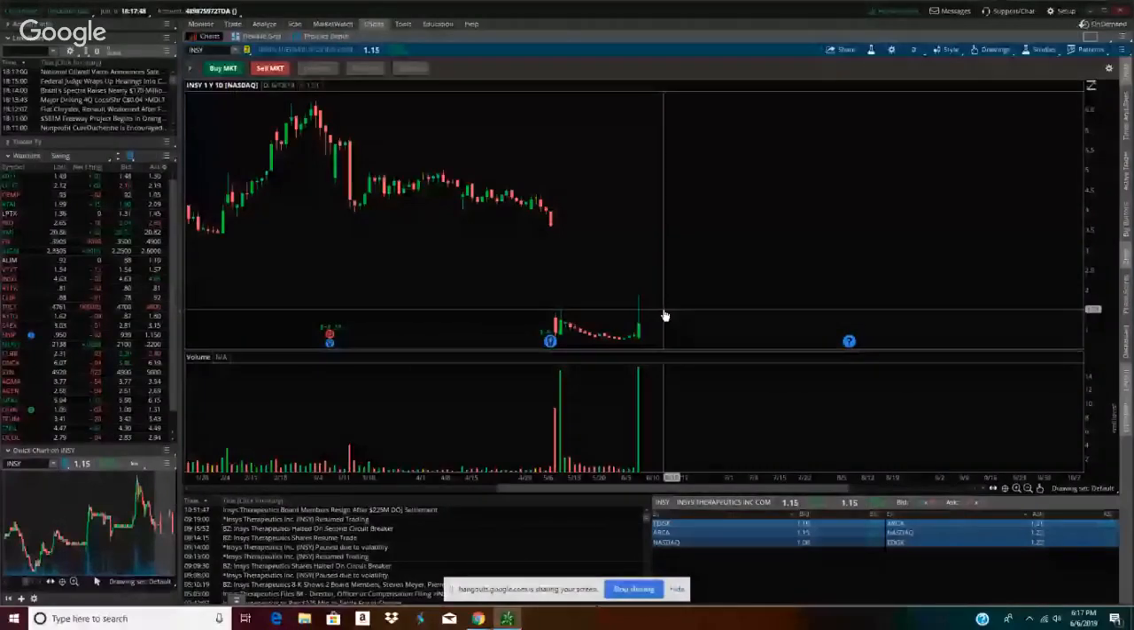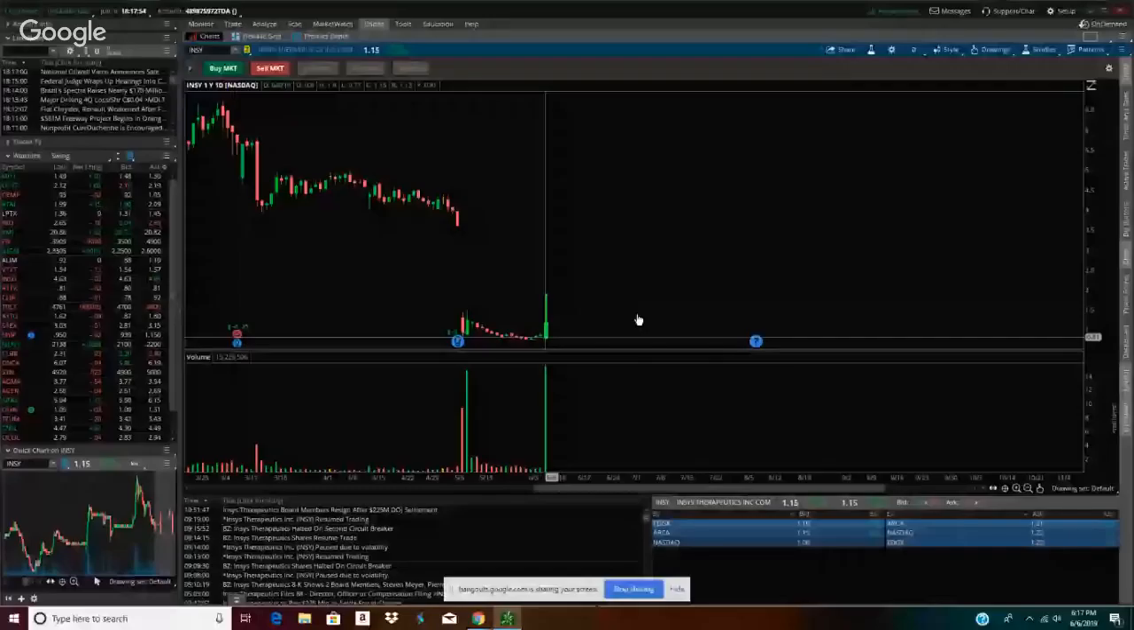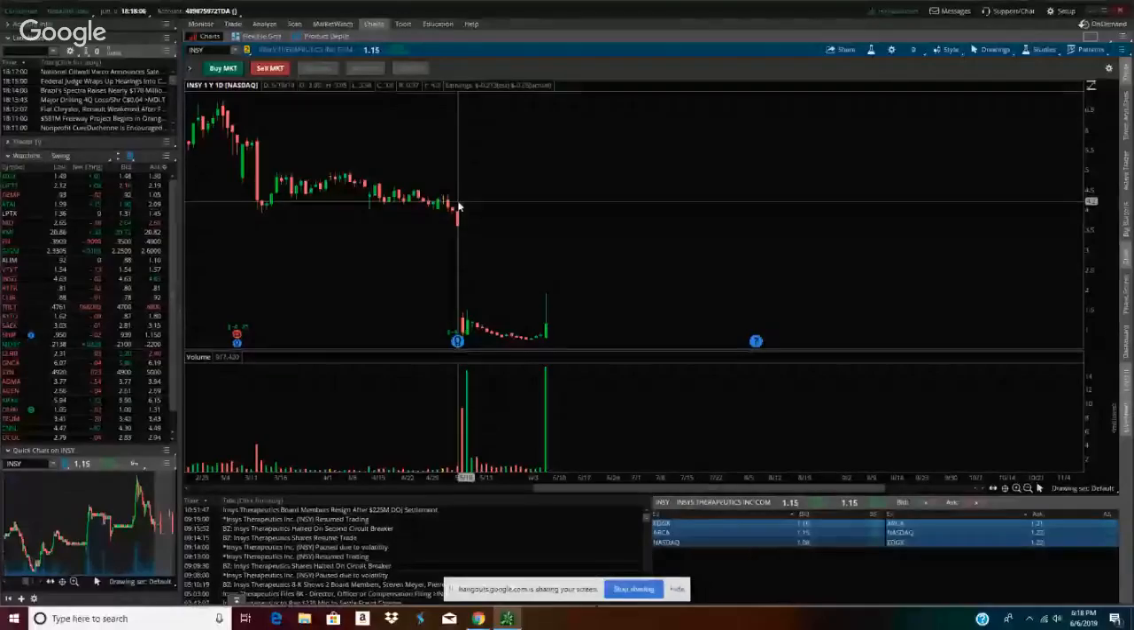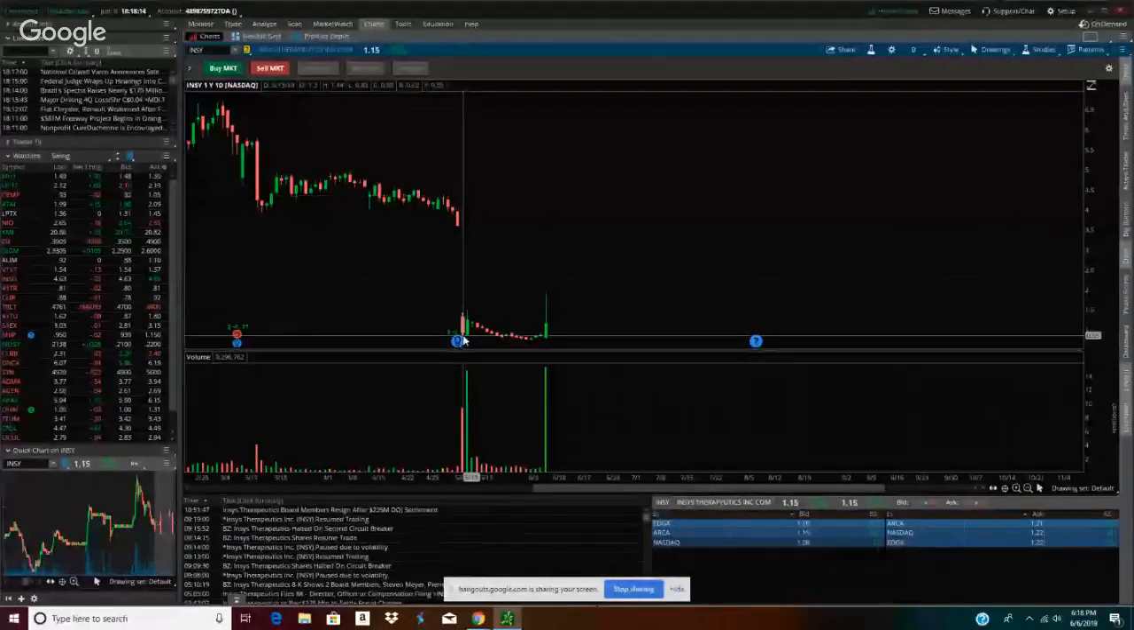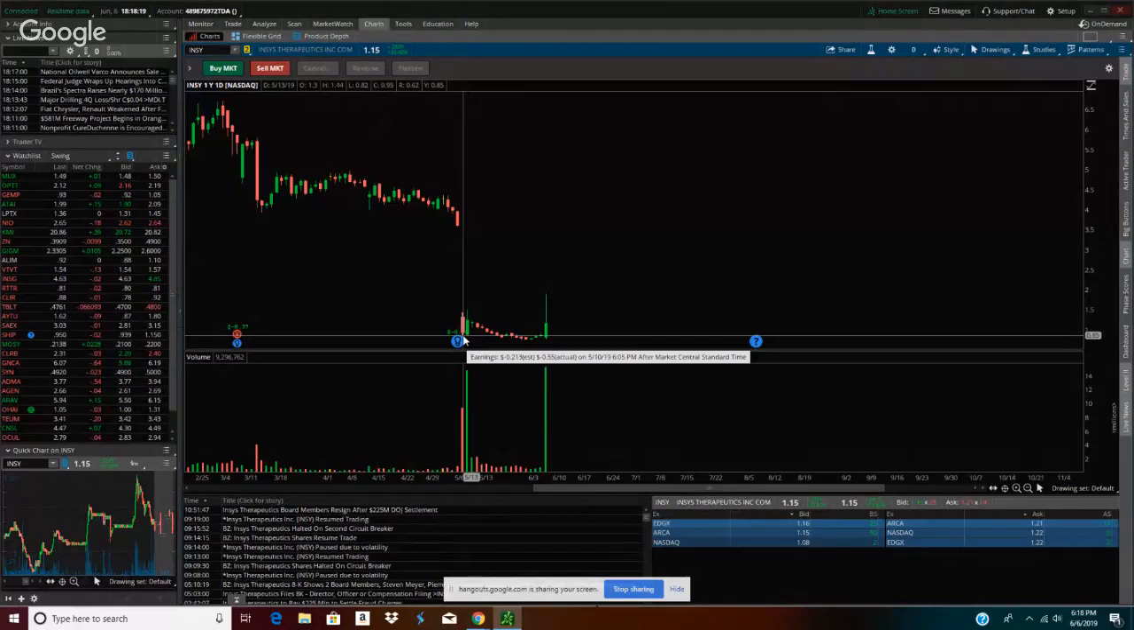Down here, we got our drop. We got our drop right here. Boom, we got our oversold. This thing dropped from up here at, what is that, 435 down to 82 cents. From 435 to 82 cents, well above 50%. Right? We got the drop there.